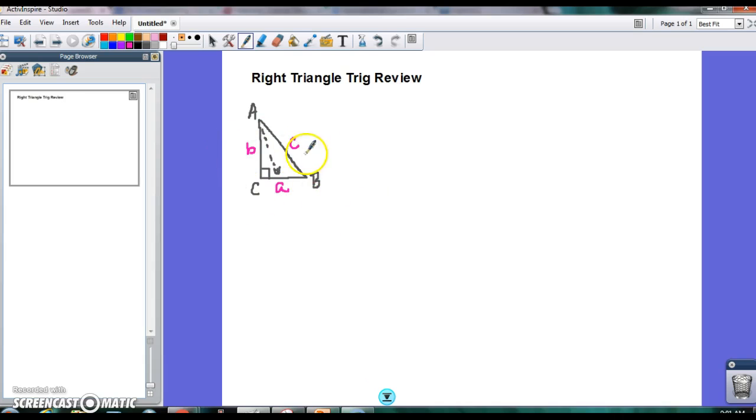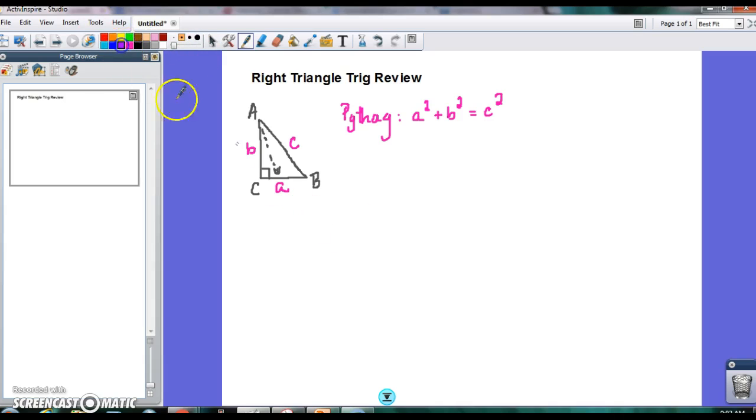This should look familiar if you remember the Pythagorean theorem, which I'll abbreviate Pythag. The Pythagorean theorem says that if you square the sides, or the legs, and add them together, that equals the square of the hypotenuse. That's just the general notation having to do with right triangles. But let's get into the idea of right triangle trig.